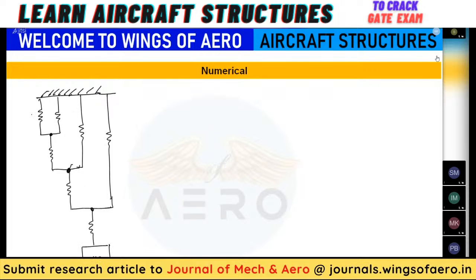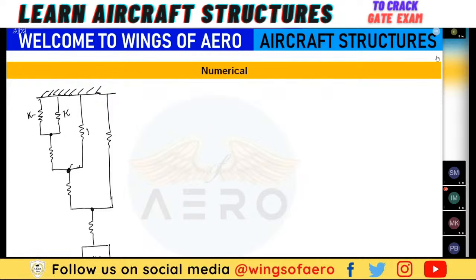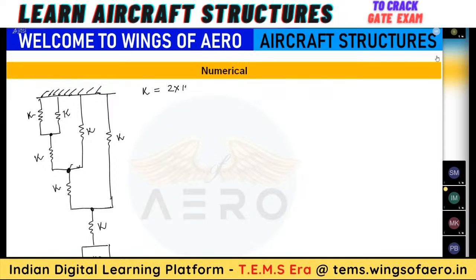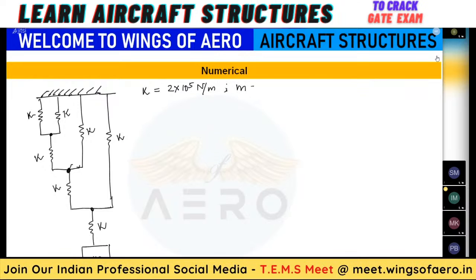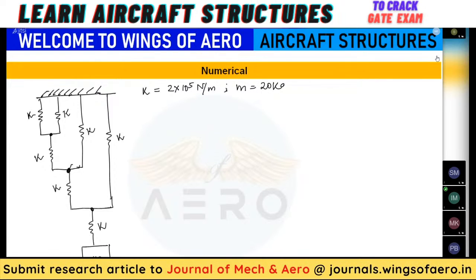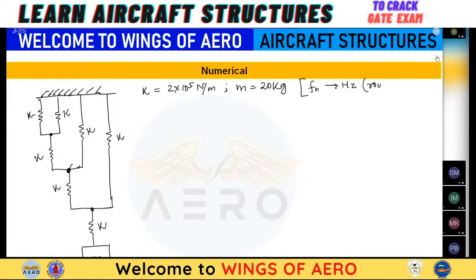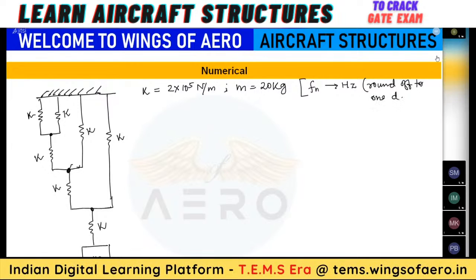Let's consider all the springs are the same, that is K. All are K, where the value of K is 2 into 10 power 5 Newton per meter, and the mass they have given is 20 kg. And here find out the frequency in terms of hertz, rounded off to 1 decimal place.